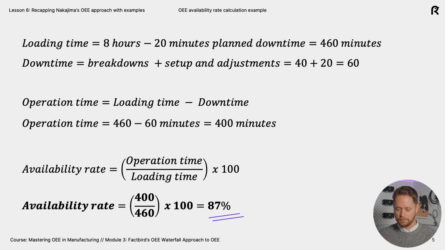Now we need the downtime to get the actual operation time. We can say that during this day we had 40 minutes of breakdowns and 20 minutes of setup and adjustments. This gives us an actual operation time of 400 minutes. Now we have enough information to calculate our availability rate.